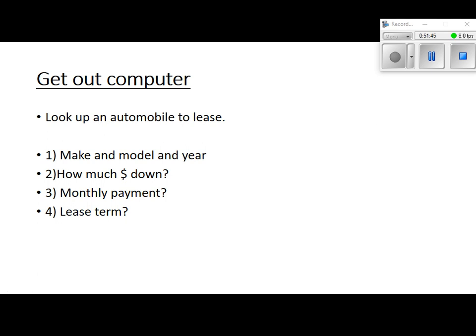So what I want you to do on your computer, try to find a place that leases a car. And I want these 4 answers, and we're going to turn this in. Make and model, year of the car, how much money down you have to put, what the monthly payment is, and what the term of the lease is. Term is just how long the lease is, how many years, how many months, whatever it is.